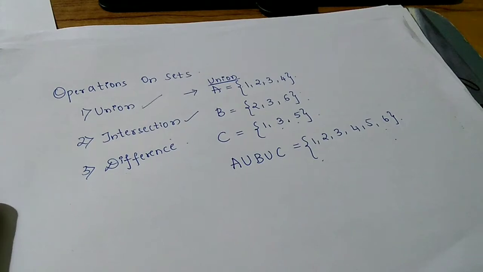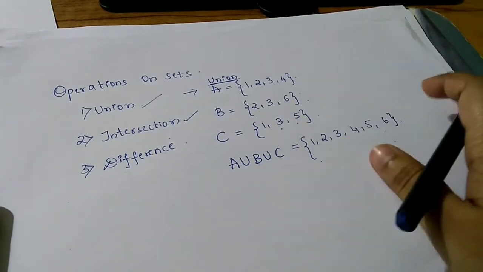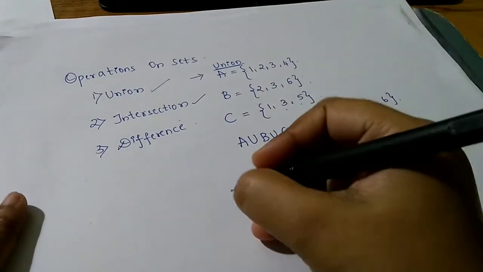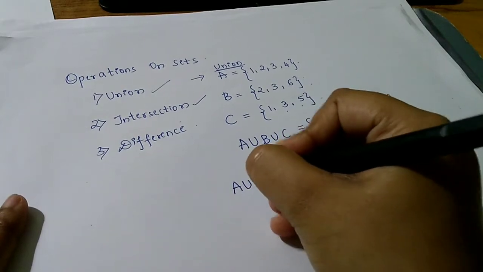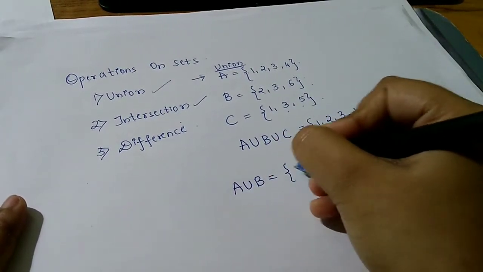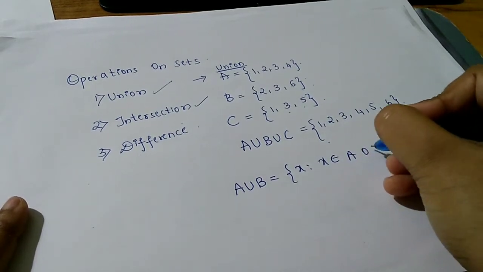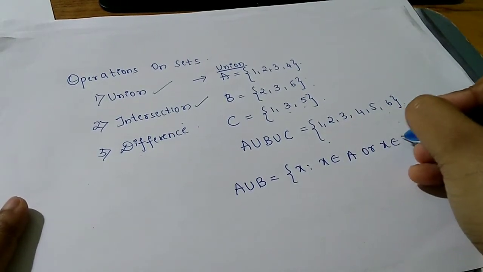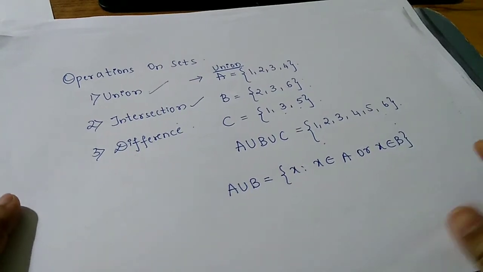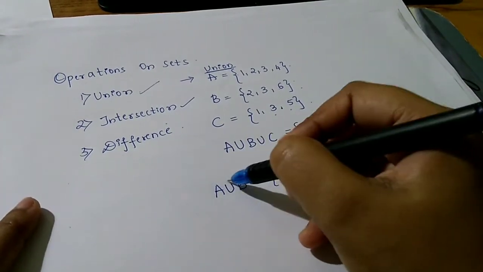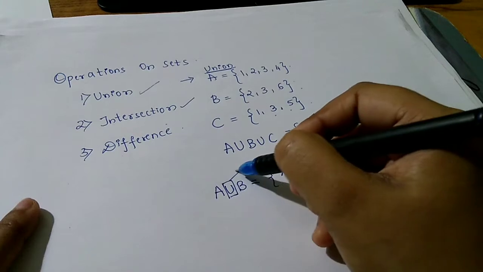I had given you also the definition regarding this. How you have to define it: A union B is equal to what? X is such that X belongs to A or X belongs to B. So this is the symbol used to denote what?